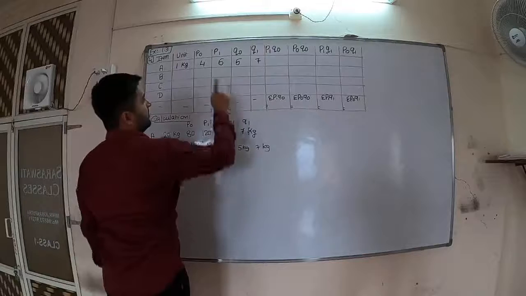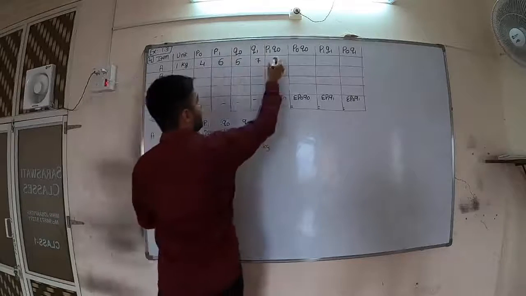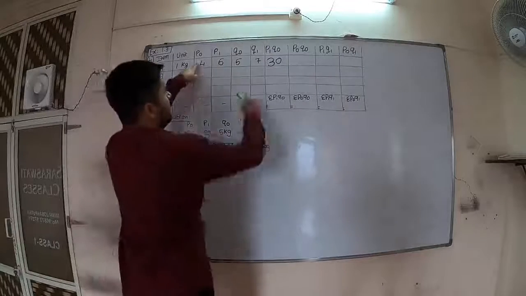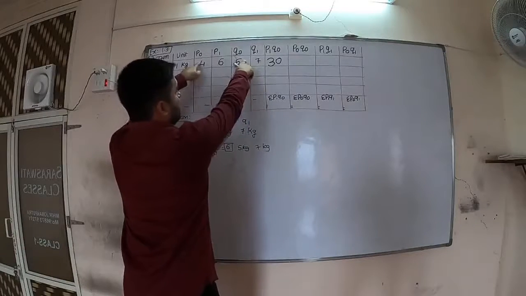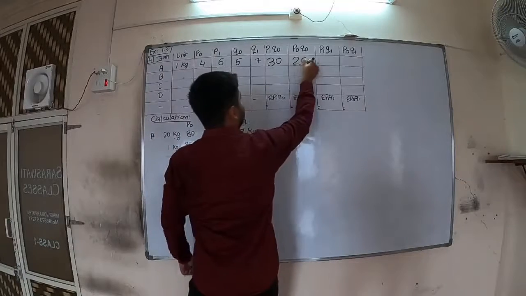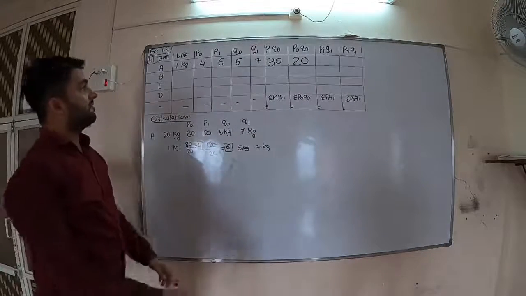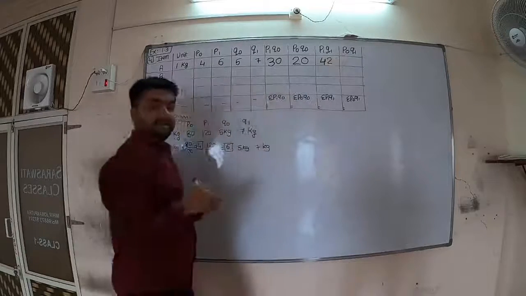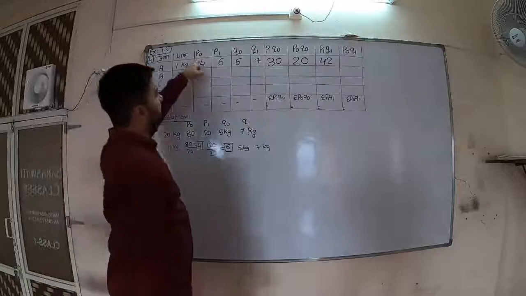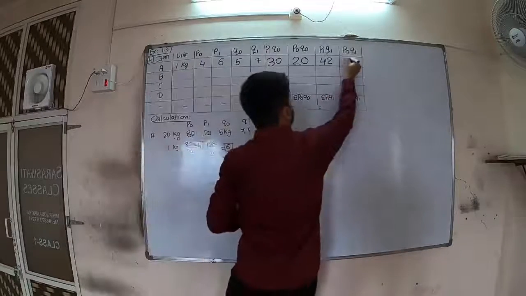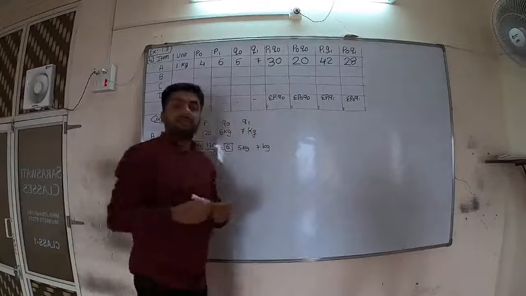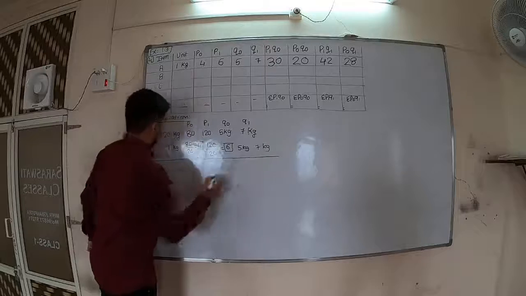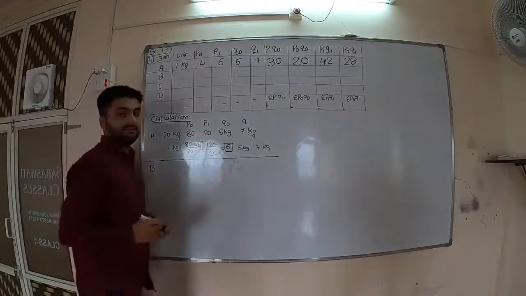P1 Q0, now everyone knows P1 and Q0 is this, so 6 5s are 30. Then P0 Q0, 4 5s are 20. Then P1 Q1, 6 7s are 42. And finally P0 Q1, 7 4s are 28. Okay friends, make a line like this, and again write for item B.